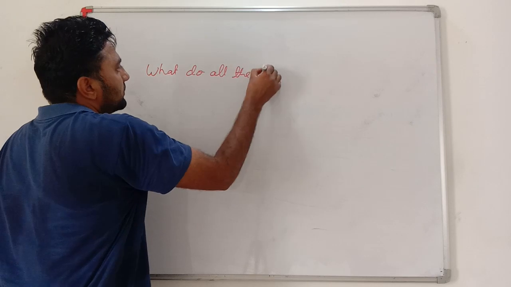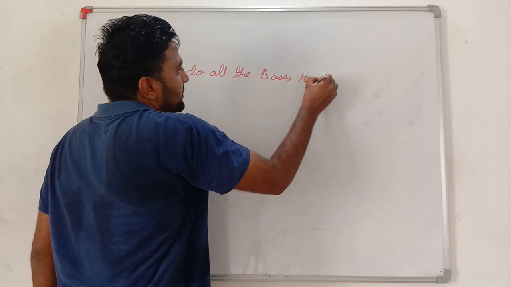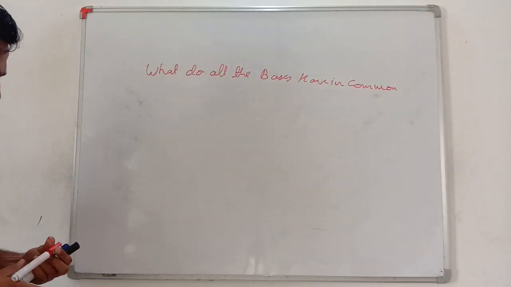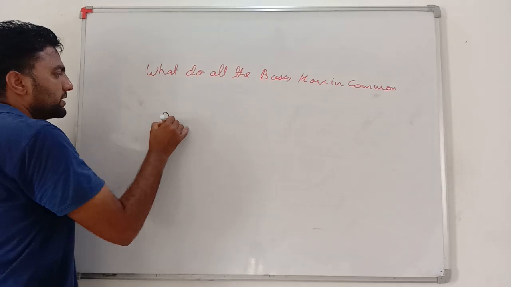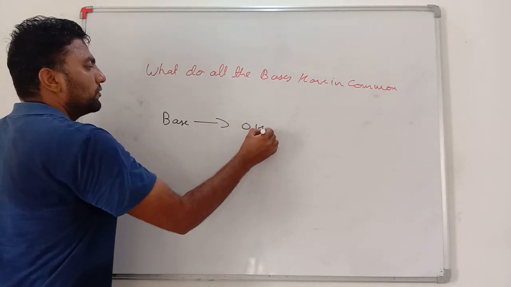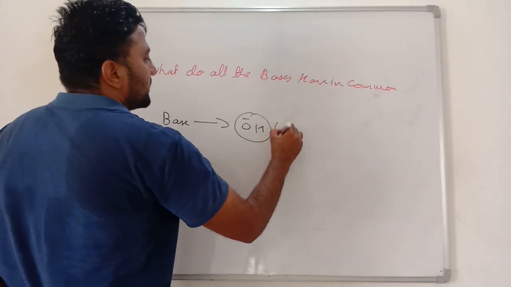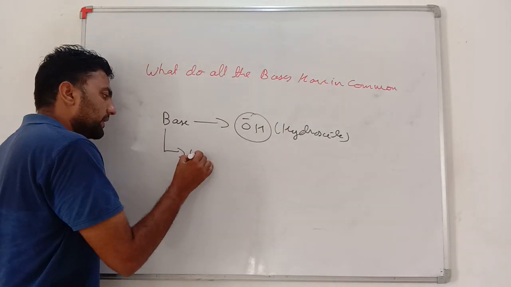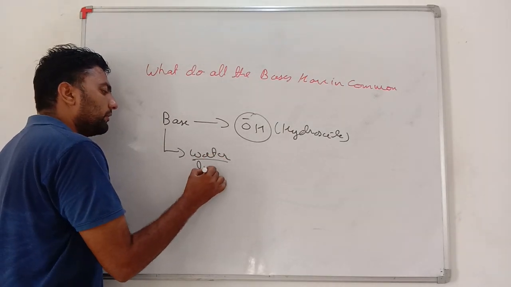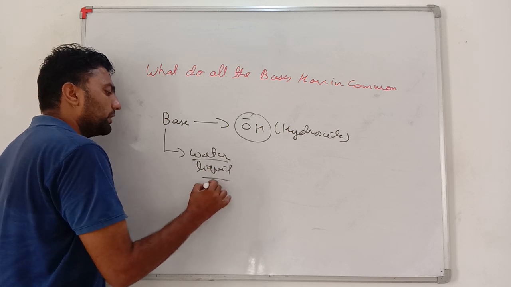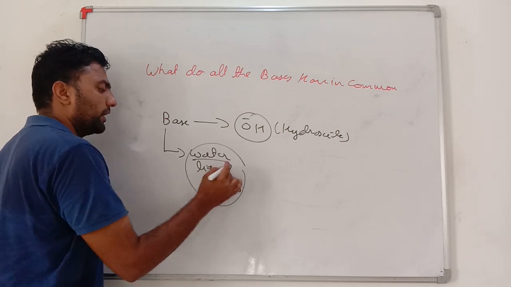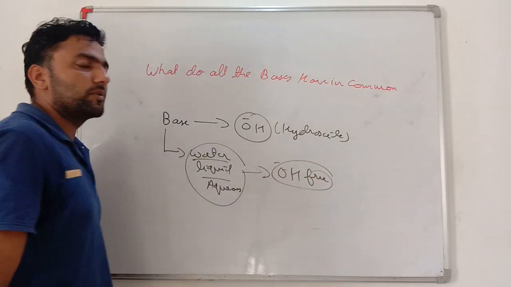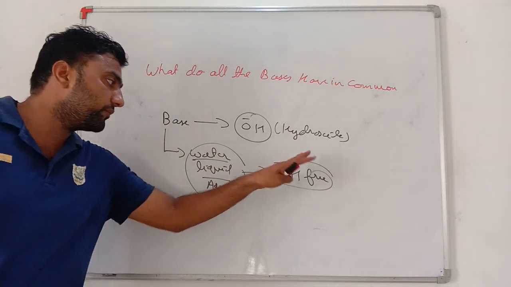What do all the bases have in common? Okay, very important, my dear students. All the bases have OH minus, that is hydroxide. Very important. When bases are added into water, or whenever they are in liquid form, or whenever they are aqueous, they give OH minus free ions. Very important. All the bases have OH minus free ions.